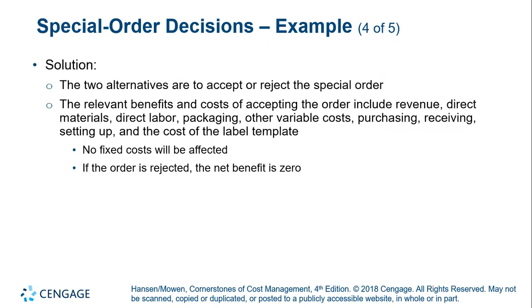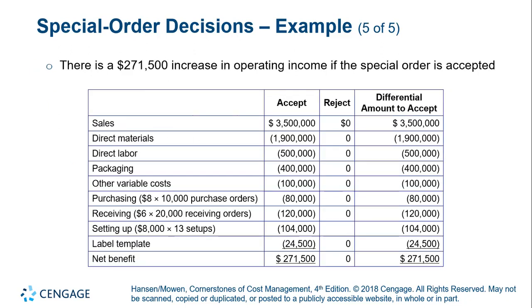So the special order decision, the two alternatives are to accept or reject the special order. The relevant benefits and costs of accepting the order include revenue, direct materials, direct labor, packaging, other variable costs, purchasing, receiving, setting up, and the cost of the label template. No fixed cost will be affected. If the order is rejected, the net benefit is zero.